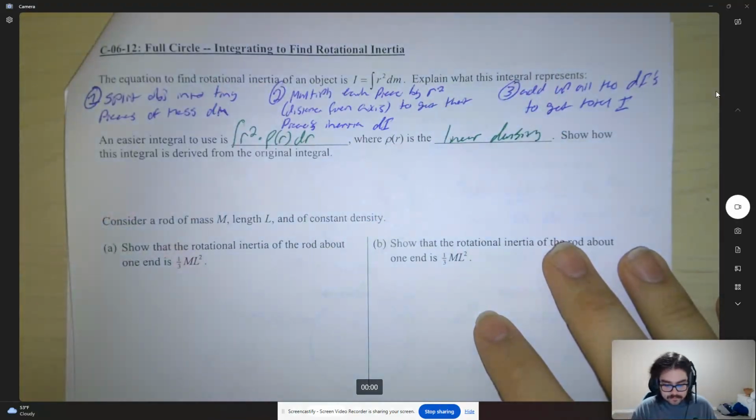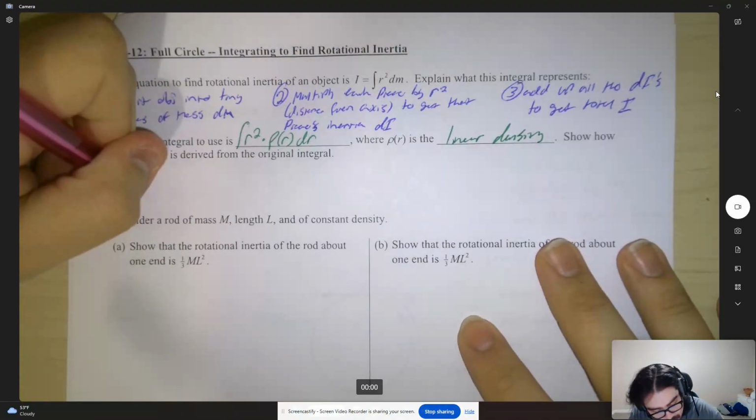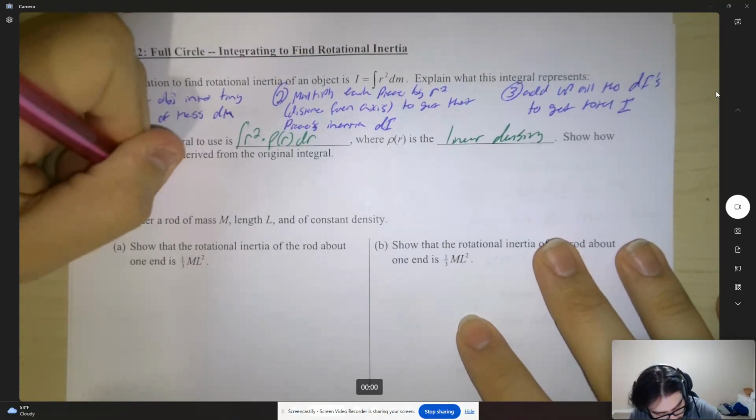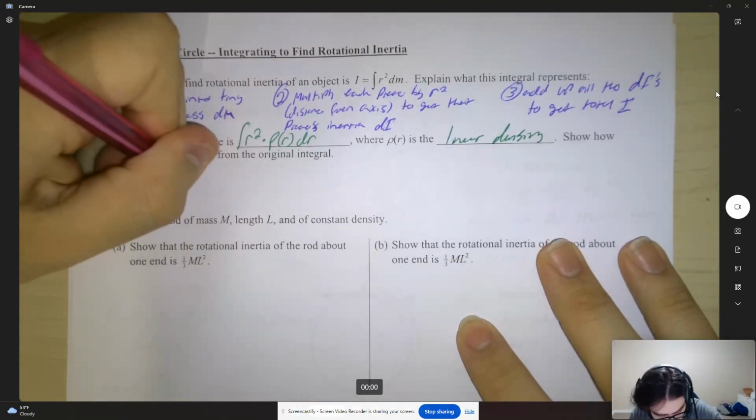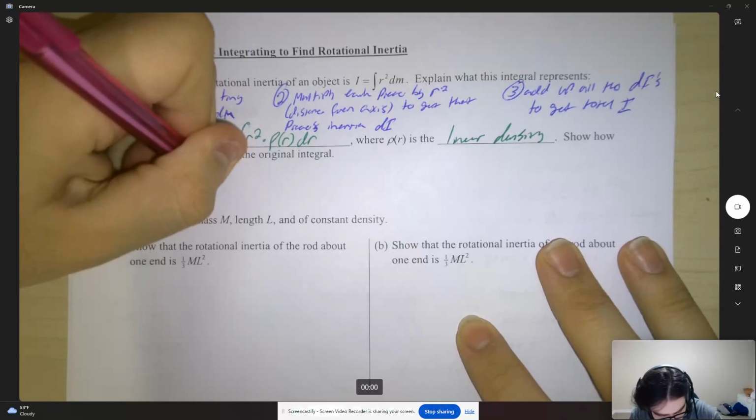Here's how we get it. It's a really silly derivation. I've got that the moment of inertia is the integral of r squared times dm.